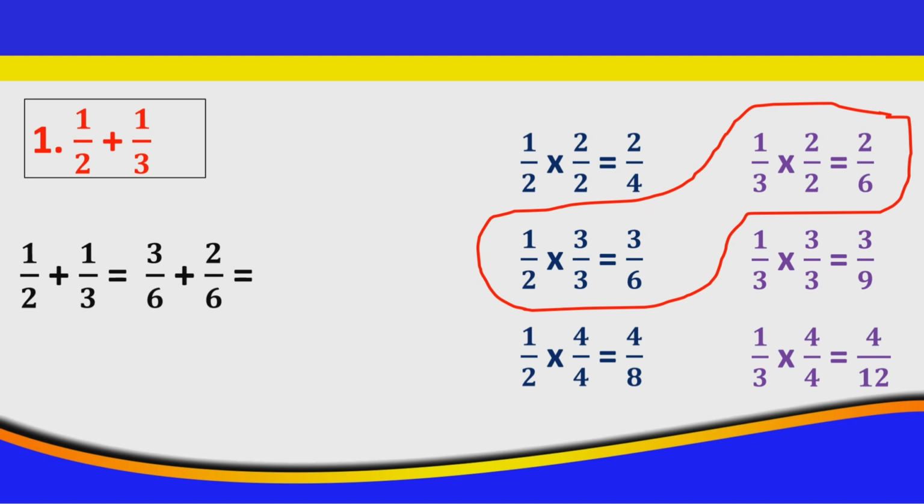We can now add 3 over 6 and 2 over 6. That is 3 plus 2 is 5. Then copy your denominator, 6. So the answer is 5 over 6.